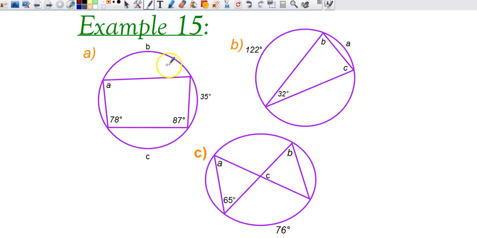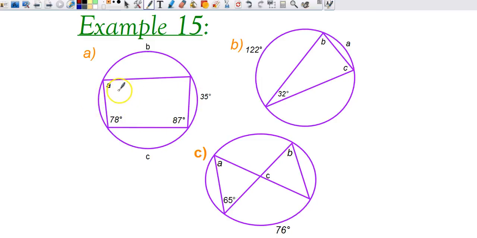So here's how that works. For part A, pay very careful attention to these ones, they require a little bit of work. I want to get the missing angle measures. I'm going to get A, B, and C, where B and C are both arc measures. And this is a quadrilateral inside of a circle.